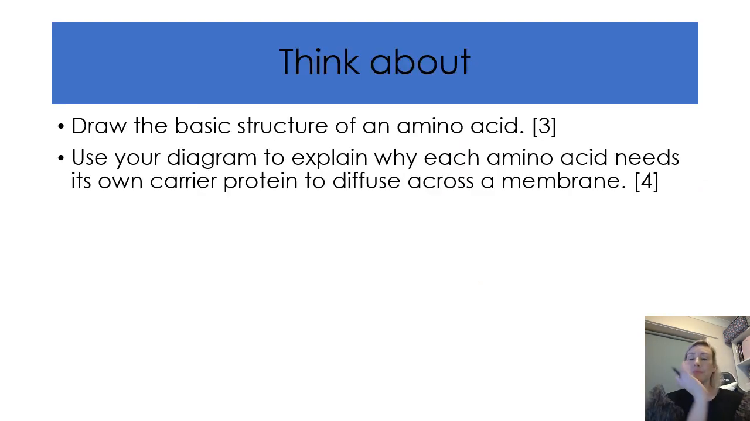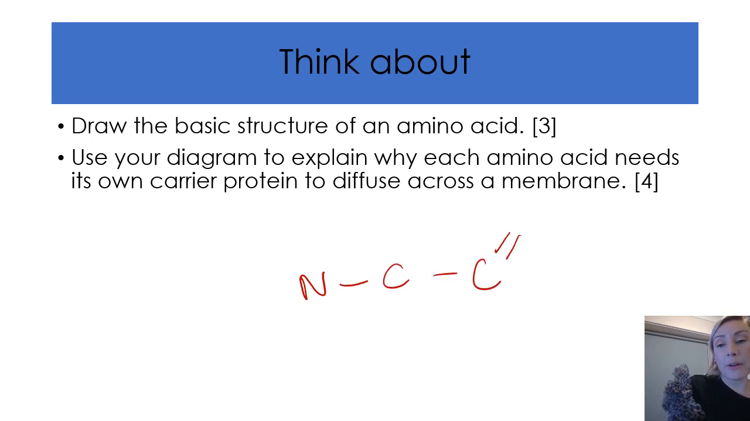Okay. So now I want to link to what we already can do. I want you to think about the basic structure of an amino acid and draw it for me. And then I want you to use your diagram to explain why each amino acid needs its own carrier protein to diffuse across the membrane. So you can pause the video here and do that. Okay, you should be ready then to restart, so you're checking your amino acid. You need to be able to draw the amino acid structure from scratch for the examiner. They are super keen. This has been on the exam for just 2 marks. I'm being very nice, giving you 3.